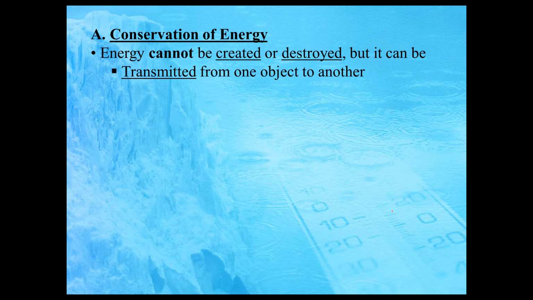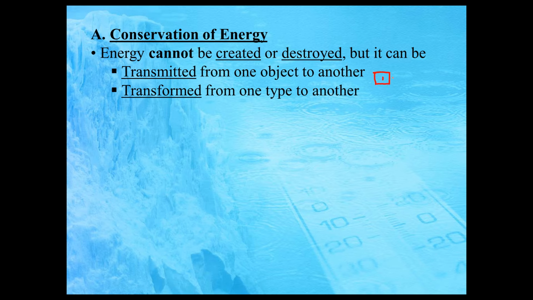But it can be transmitted from one object to another. And it can be transformed from one form to another. I just want to clarify what I mean by transmission. So for example, let's say that I had object 1 and it's moving towards the right. And because it's moving, it has kinetic energy. And you have object 2 that's just sitting at rest. If it's sitting at rest, it doesn't have any kinetic energy at all.